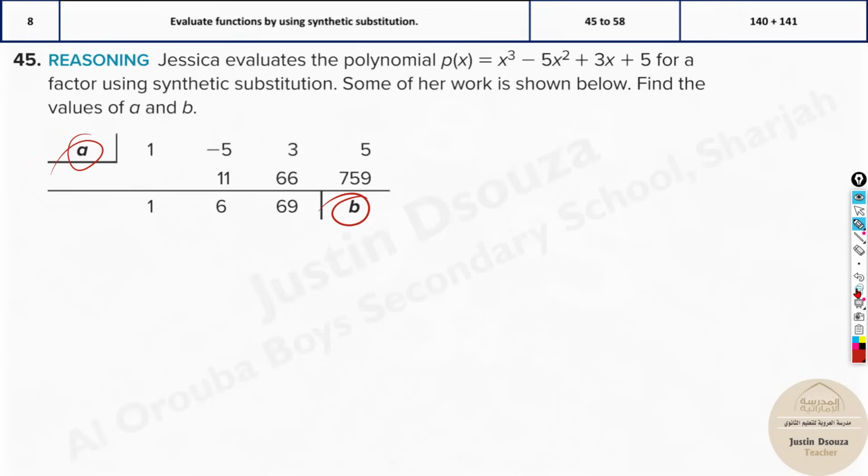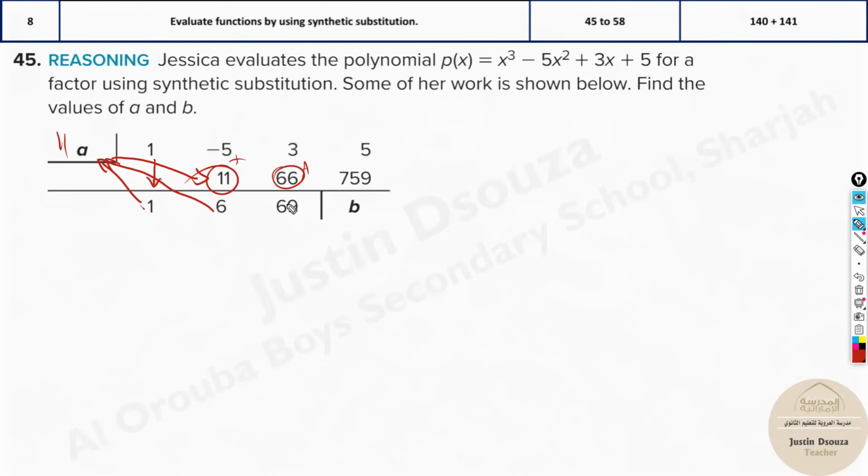How would you know it? We know this is the first value which goes down. This multiplies over here, and then it comes over here, right? So 1 multiplied by what will give you 11? It's obviously 11, so this is 11. Let's check whether it works. Add them up, it'll be positive 6. 6 multiplied by 11 gives you 66.